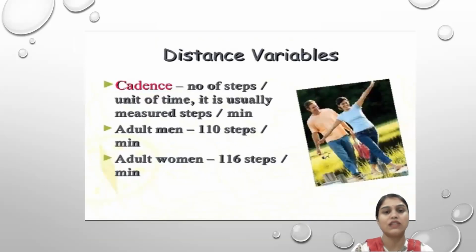Distance variable: cadence. Cadence is the number of steps per unit of time. It is usually measured in steps per minute. Adult women take about 110 steps per minute, and adult men about 116 steps per minute.